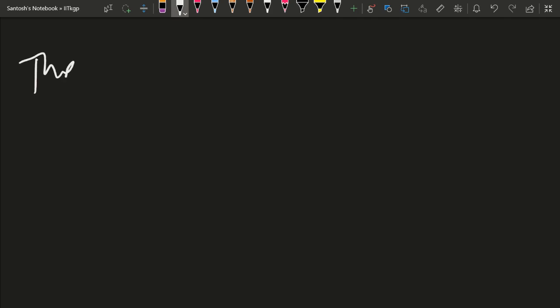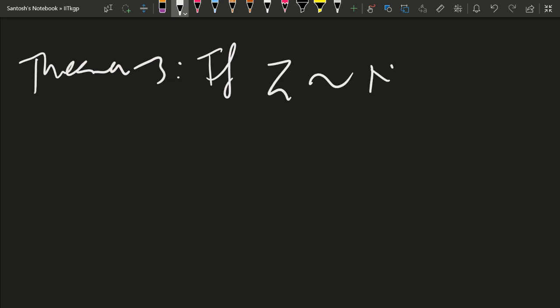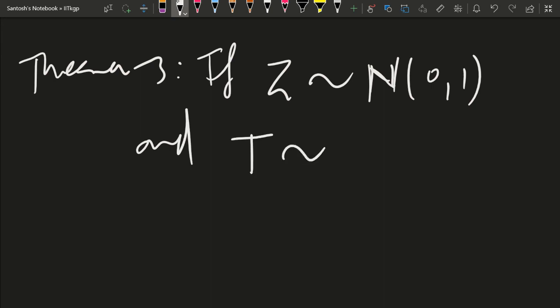So the next result we have, we call it theorem 3. If z is a standard normal random variable, normal 0 1, and let me call it y. So y is chi-square n. Suppose I take y as a random variable having distribution chi-square n.